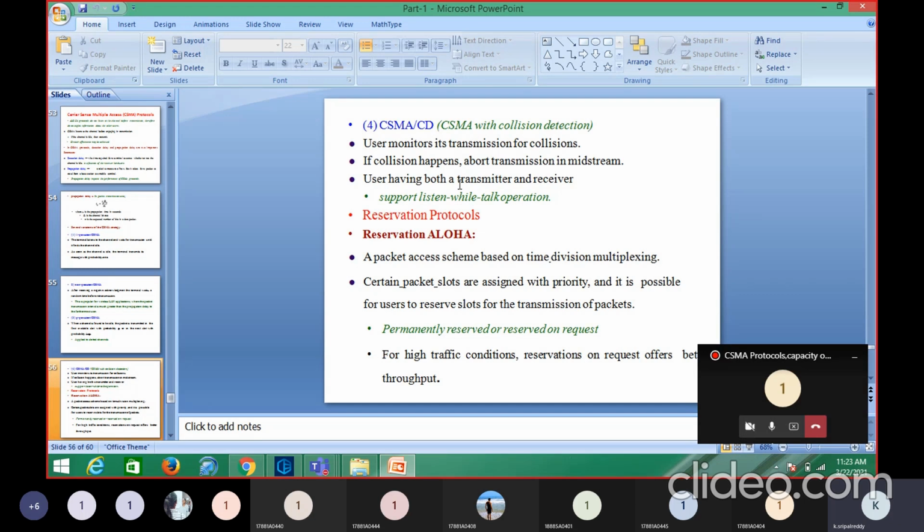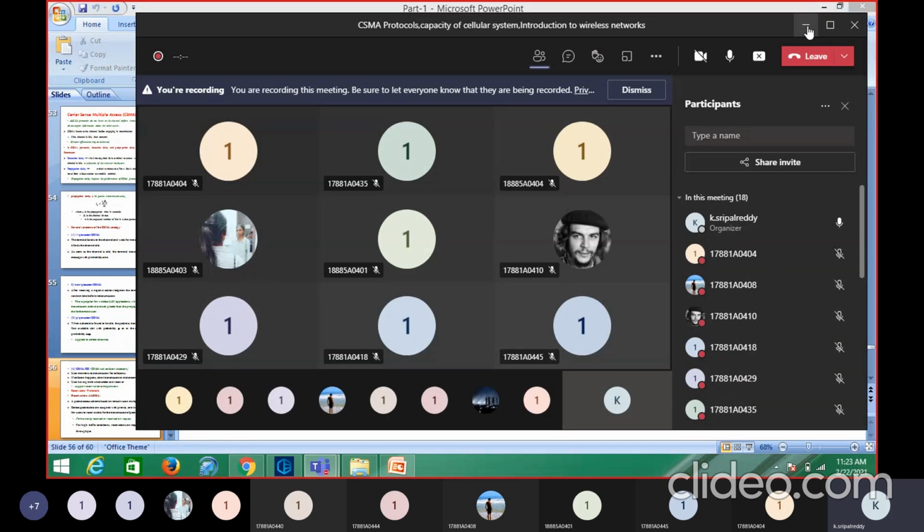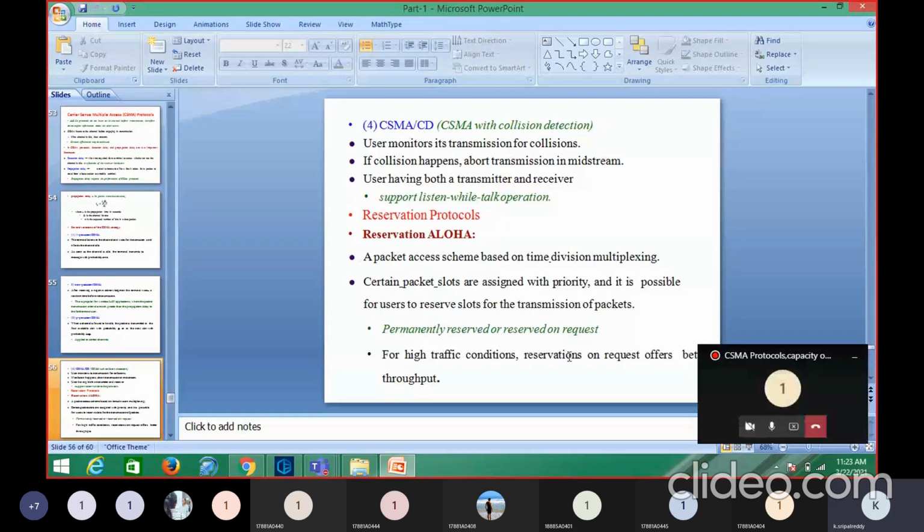So next one is the reservation protocols. The name itself indicates that a packet access scheme is used based on time division multiplexing. Here, in reservation, certain packet slots are assigned with priority, and it is possible for the user to reserve them for the transmission of packets. Either it may be reserved permanently for a complete division of time, or reserved on request.